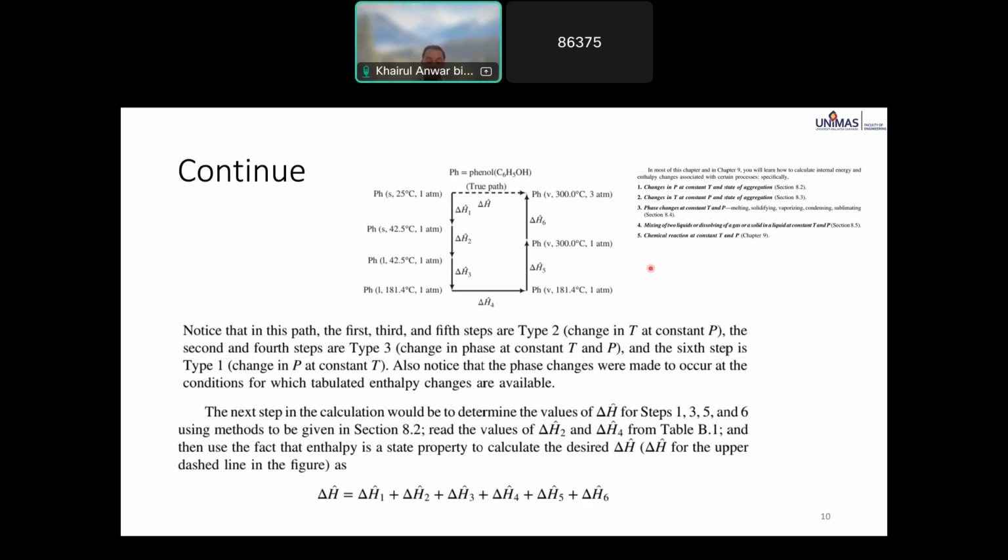So you need to find it in Perry Chemical Handbook lah. Perry Chemical Handbook Volume 2. Volume 2 is for the data, the table for specific chemical. Very thick book. Overall, I got seven volumes.